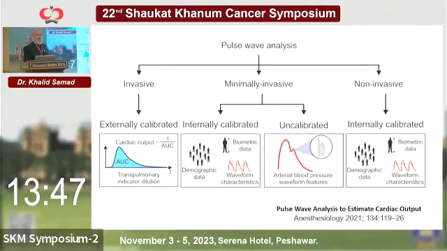So if we look at the classification of these techniques, it can be divided into invasive, minimally invasive, and non-invasive. Mainly invasive is the transpulmonary indicator dilution technique, which I have already discussed. And then the minimally invasive can be divided into internally calibrated devices or uncalibrated devices. Basically, the principle of these is to measure the arterial waveform and then use some kind of software to measure the area under the curve.